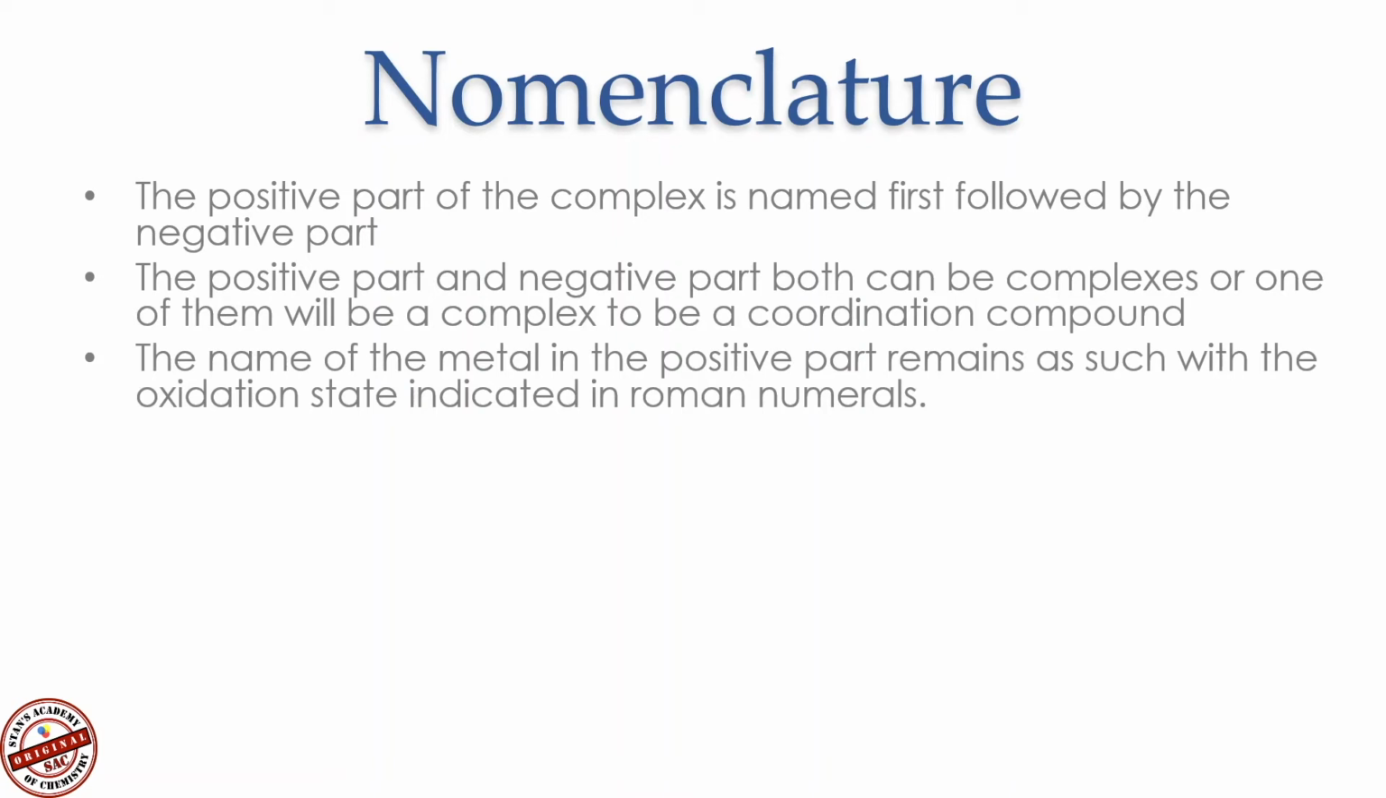Usually the name of the metal or the positive part is what we name first, and if it's a complex, the oxidation state has to be found, and we have to include the oxidation state of the central metal in the complex while we write the name.